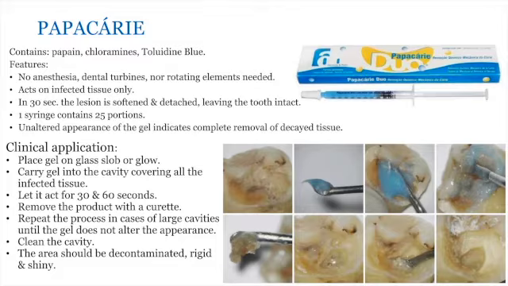Most of the studies that I have are actually conducted on Papacari or having Papacari as a reference for other papain-containing chemo-mechanical caries removal agents. And these studies conclude that papain has antibacterial activity and that it inhibits the growth of gram-positive and gram-negative organisms. Gel also contains chloramines, which are formed by reaction between chlorine and ammonia.